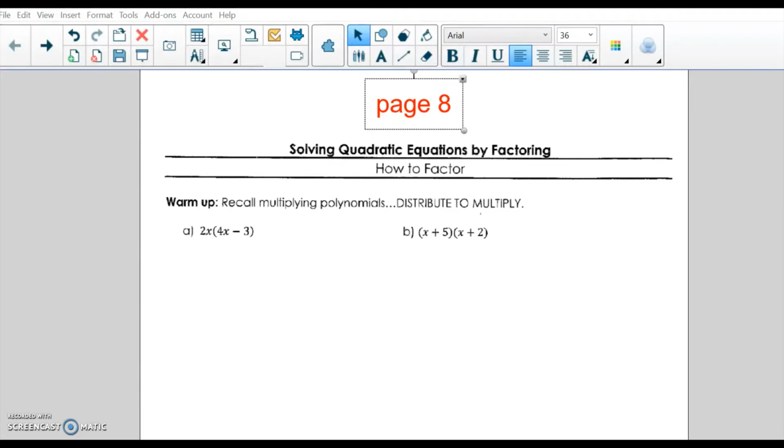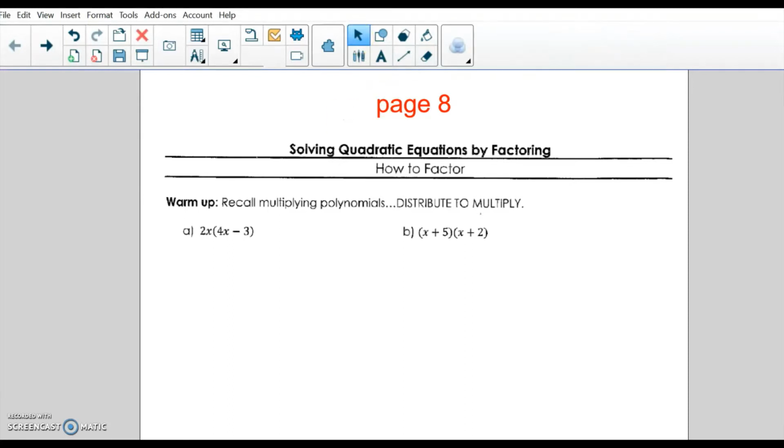Okay guys, so yesterday we looked at how to solve quadratic equations by the square root method. So we're going to start the process of solving by factoring, which is going to be probably the most popular way we solve this semester. Popular meaning most common, not necessarily the favorite method of everybody. But we're going to start by remembering multiplication, because multiplication has a lot to do with factoring.